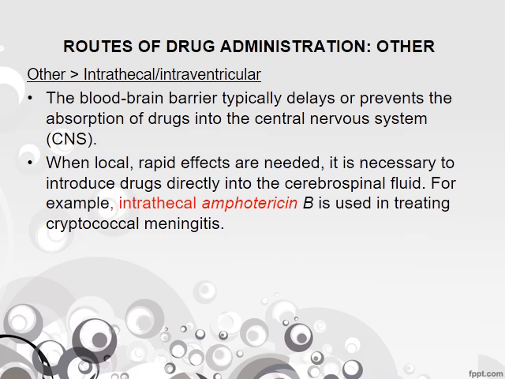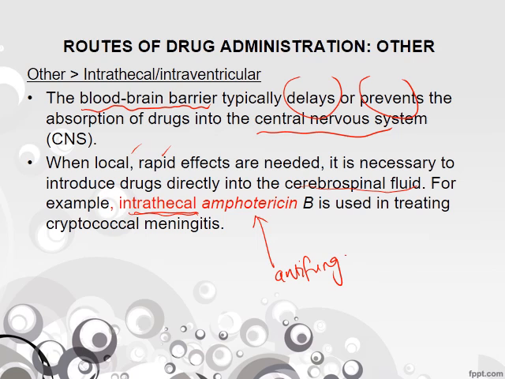In our brain, we have what you call the blood-brain barrier. Typically, it delays or prevents any foreign object from entering the central nervous system. But when you need a local, rapid effect in the brain, the drugs should be introduced directly into the cerebrospinal fluid, for example, by intrathecal administration. You can have intrathecal administration of amphotericin B, an antifungal drug used for treating cryptococcal meningitis.